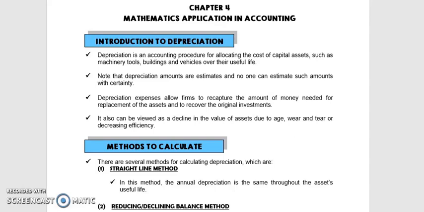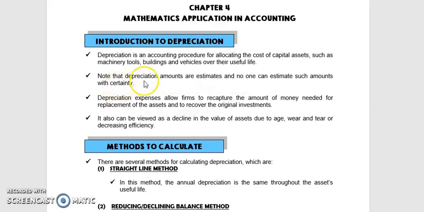Depreciation is an accounting procedure for allocating the cost of capital assets, such as machinery tools, buildings, and vehicles, over their useful life. What is meant by useful life is how long we expect that asset to last. For example, if we bought a car, how long we expect that we can use the car. Maybe 10 years, 15 years, 20 years, and so forth. That is meant by useful life, the life expectancy of that particular asset.